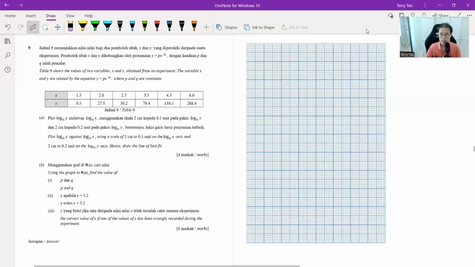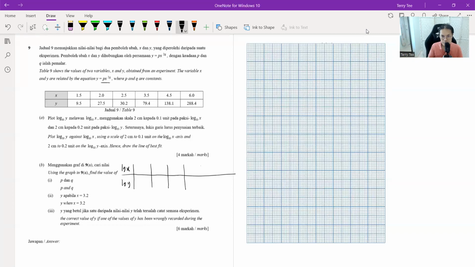Okay, question number 9. This is from Form 4 Chapter 6, linear law. So we're given a table of values that shows variables x and y obtained from an experiment. They're related by this equation, y equals a plus b x power 2. We're supposed to plot log 10 y versus log 10 x. I'm going to draw my table maybe over here, lg x, lg y. I have 6 values here.